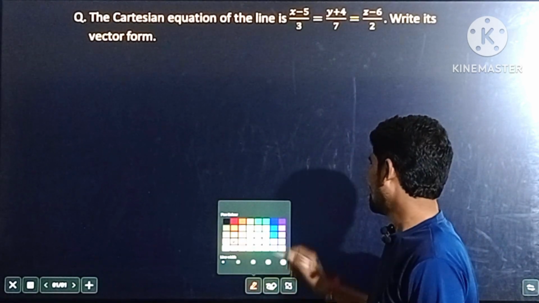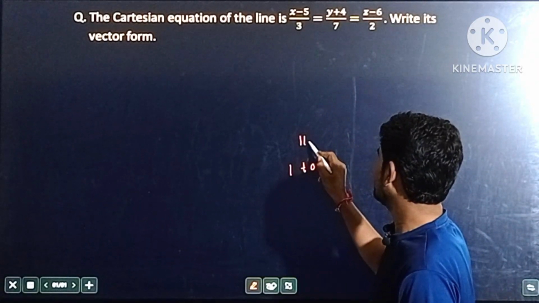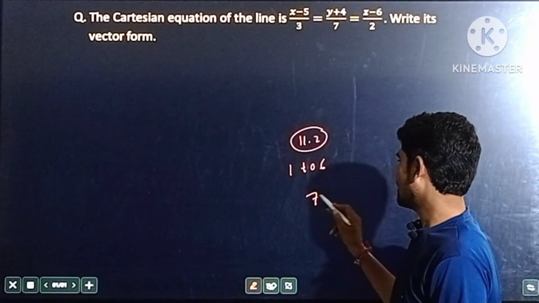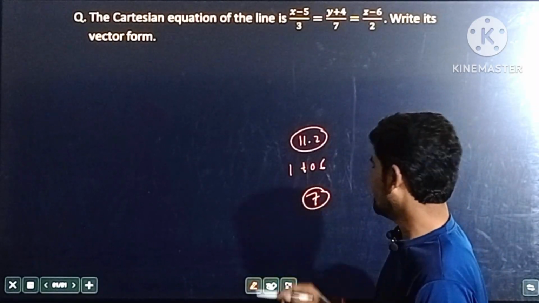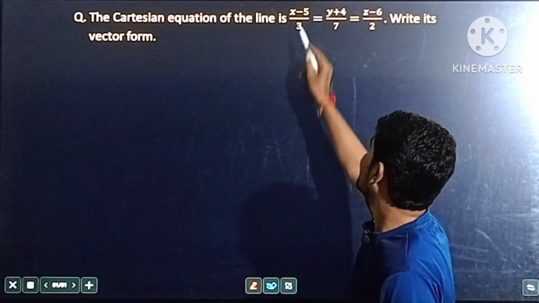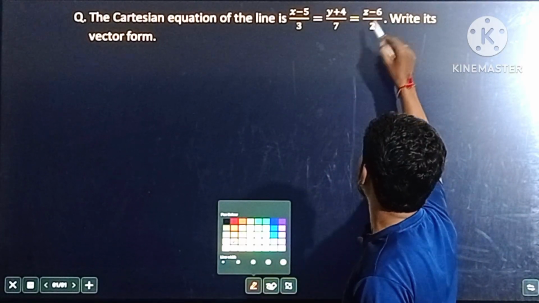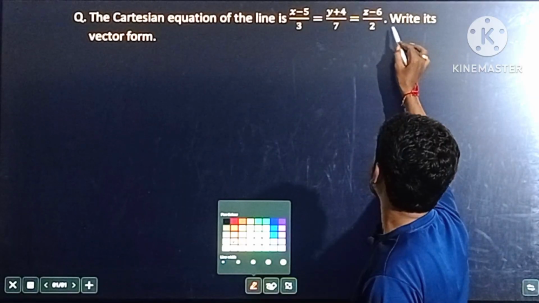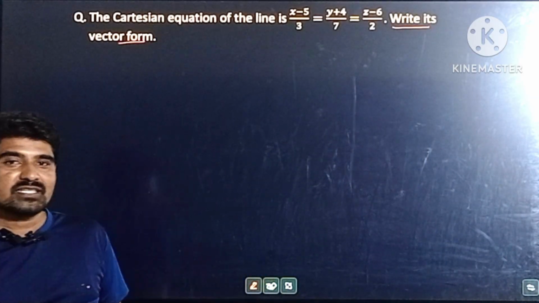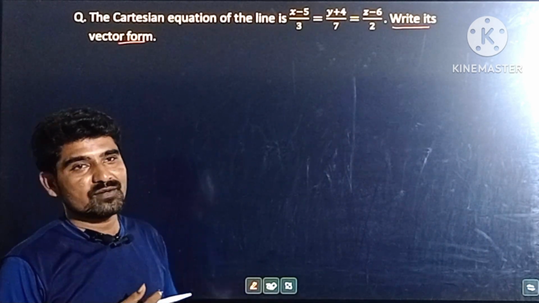In my previous video, I completed questions 1 to 6 of exercise 11.2. In this video, I am going to continue from question number 7. The question is: the Cartesian equation of the line is (x minus 5) divided by 3 equal to (y plus 4) divided by 7 equal to (z minus 6) divided by 2. Write its vector form. In this question, he has given the Cartesian equation of the line and we need to write its vector form.